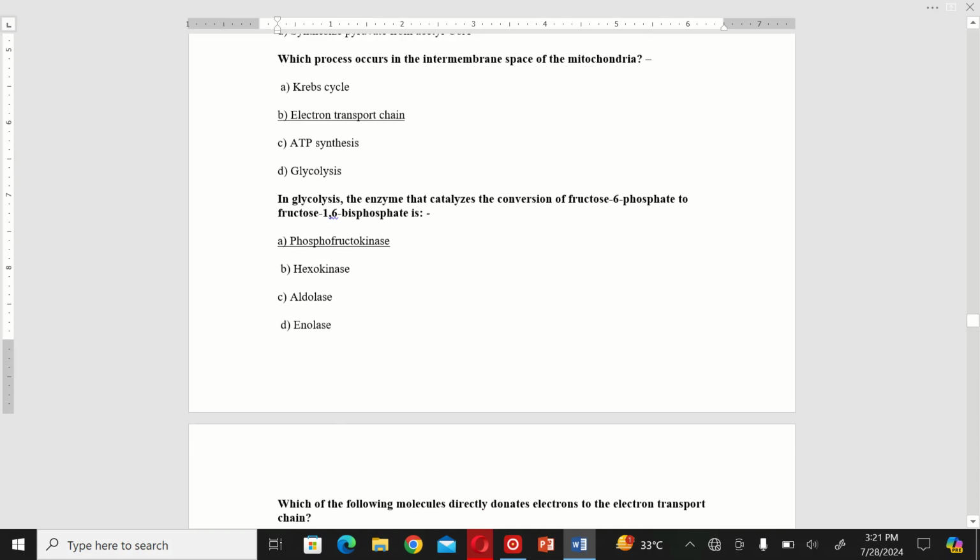The next MCQ: which process occurs in the intermembrane space of the mitochondria? A. Krebs cycle, B. Electron transport, C. ATP synthesis, and D. Glycolysis. So the correct option is B.